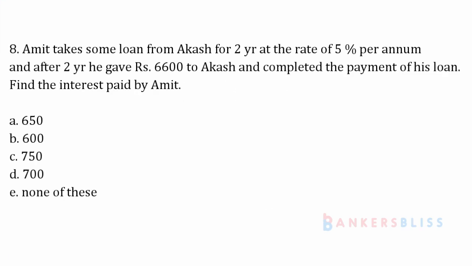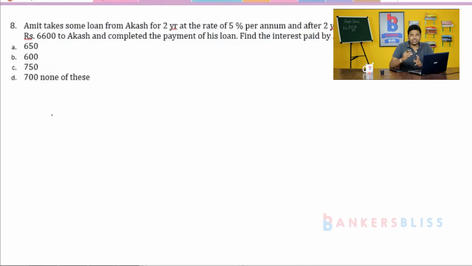Come to problem number 8. Amit takes some loan from Akash for 2 years at the rate of 5% per annum, and after 2 years he gave rupees 6600 to Akash and completed the payment of his loan. Find the interest paid by Amit. So here you have to calculate only the interest. You don't know the principal amount, but you know the total amount. The total amount is 6600. You know the rate percent and as well as the time period.